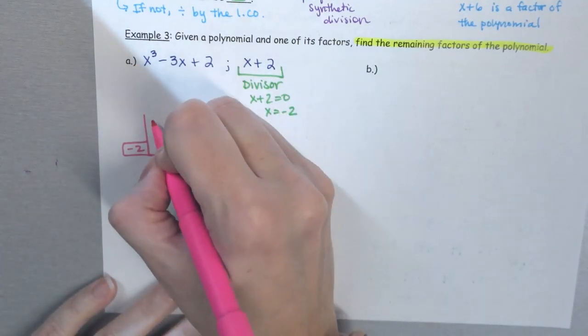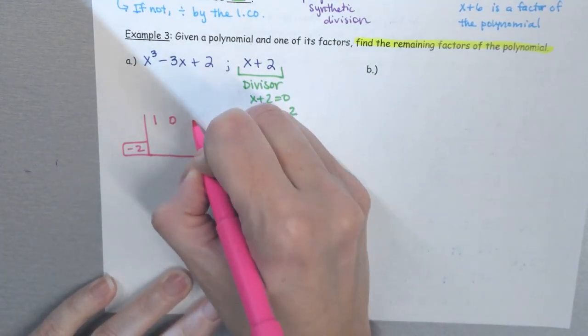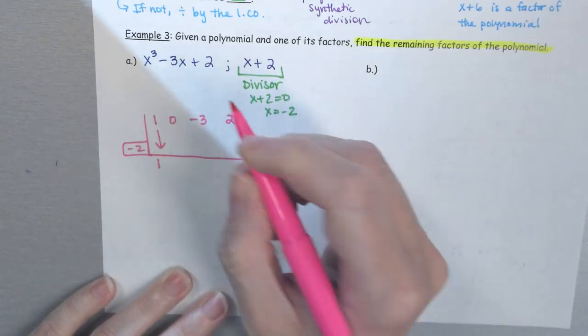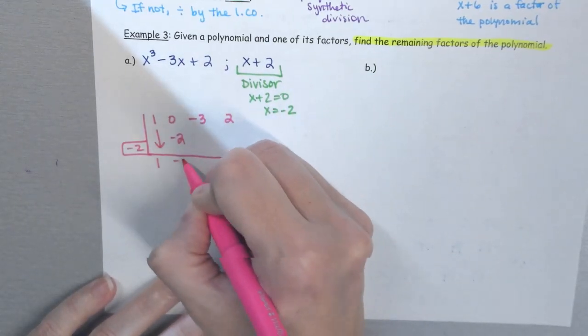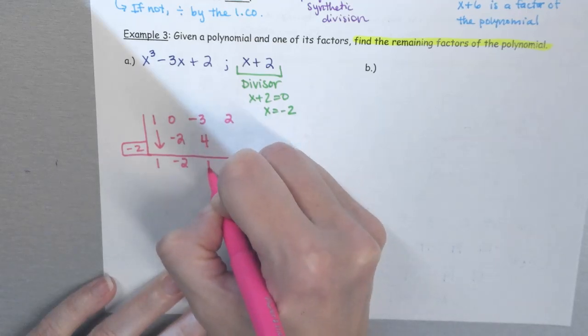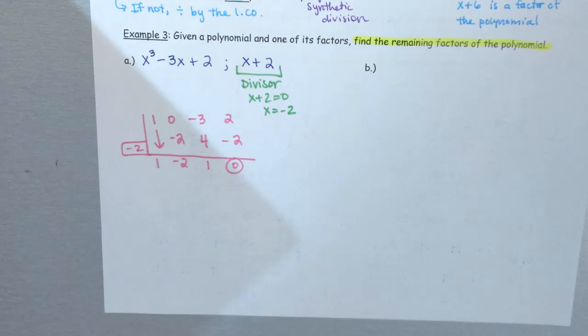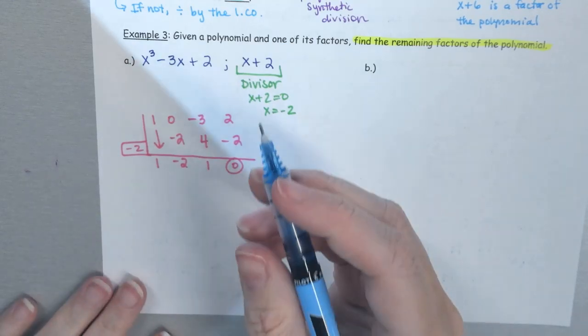Okay, so we're starting with x cubed. Remember, there's no x squared, so we have to put 0 in there. Don't forget that. Multiply, add straight down, multiply, add straight down. Okay, so this is a factor. We already knew that. What we have to do is find the other factors.